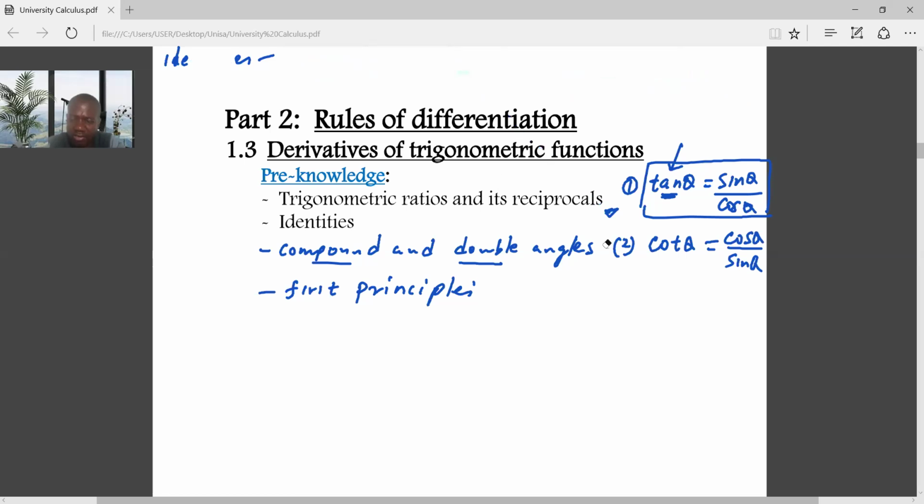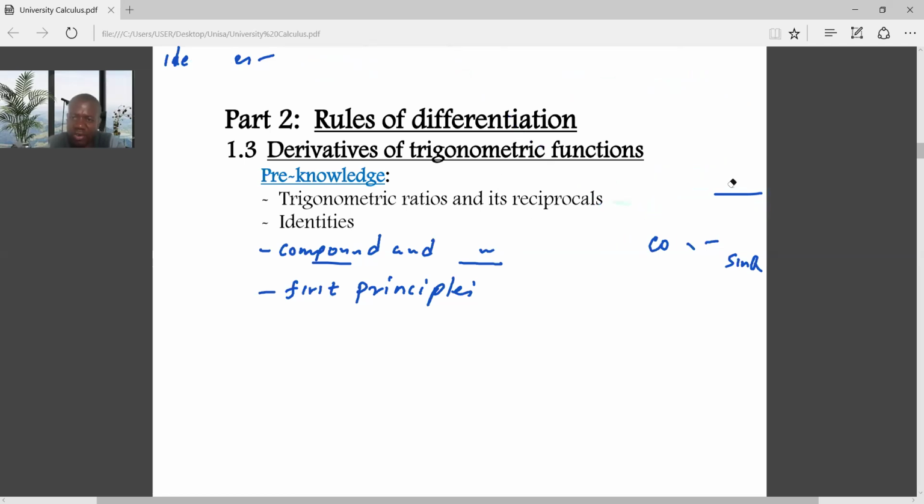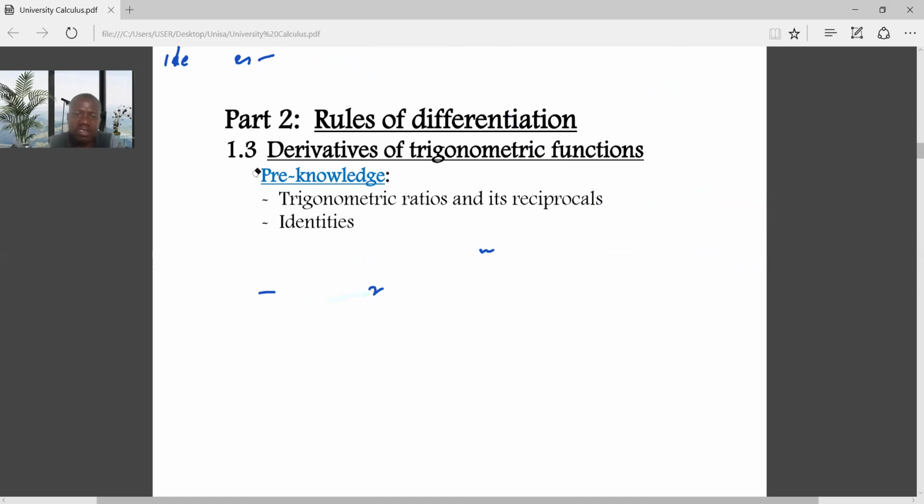Number 1, we spoke about trigonometric ratios, which are sine, cos, and tan. And also we spoke about their reciprocals. Remember we said the reciprocal of sine is cosec, the reciprocal of cos is sec, and the reciprocal of tan is cot, which is just 1 over the trigonometric ratios. So it's very important for you to understand these trig ratios, ladies and gentlemen. All right.